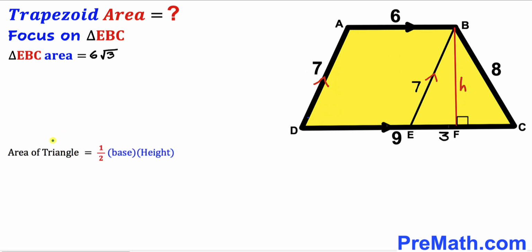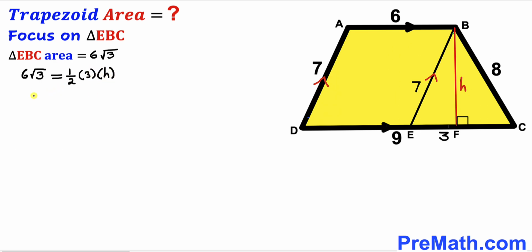Now let's recall the area of a triangle formula. Area is always equal to a half times base times the height. For this triangle EBC, the base of this triangle is 3 units, and the height is lowercase h. Furthermore, the area of this triangle EBC is 6 times the square root of 3. So let's go ahead and fill in the blanks in this formula. We got the area of this triangle, 6 times the square root of 3, equal to a half times our base 3 times our height h.